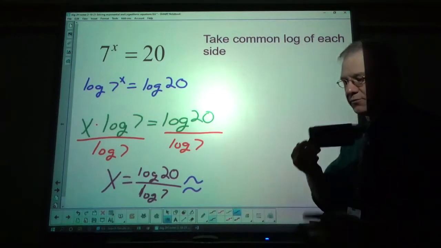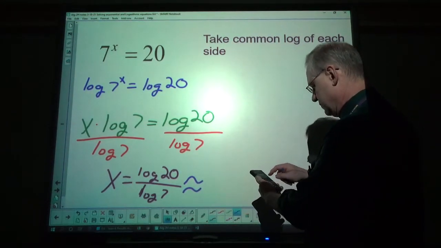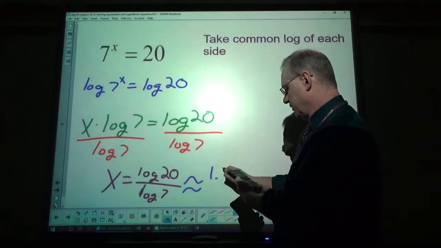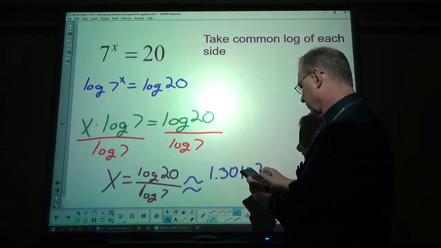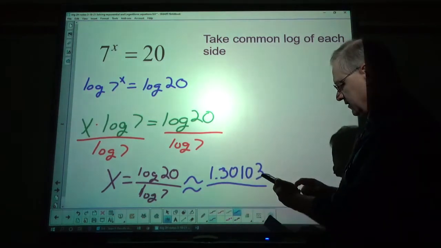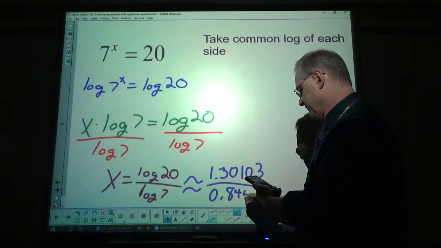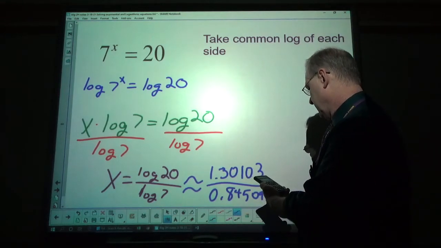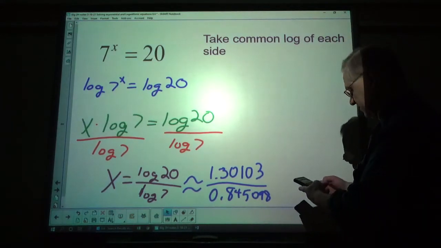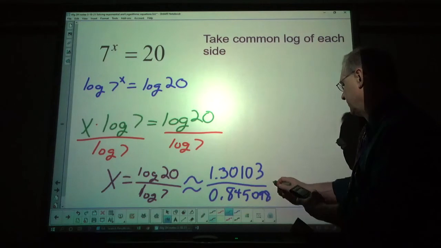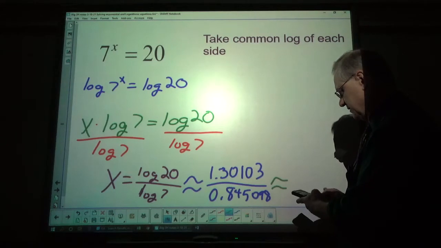Now that's an approximate symbol. Log of 20, I'm going to round this off, but 1.30103, let's call it that. And log of 7 is 0.845098. You don't have to go quite that far, but it is handy to do it fully out. And so let's round the final answer to 2 decimal places.